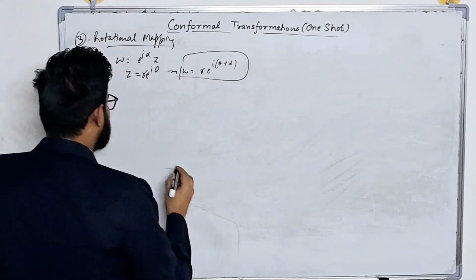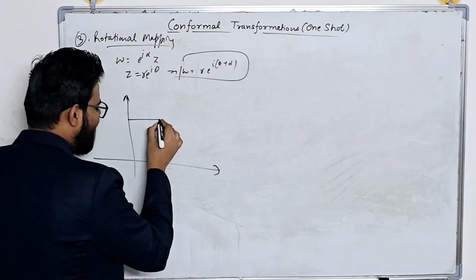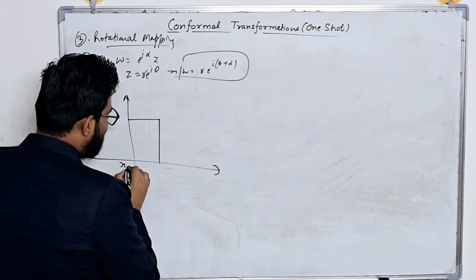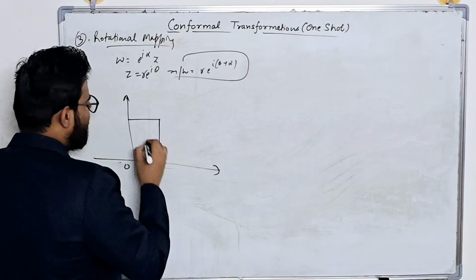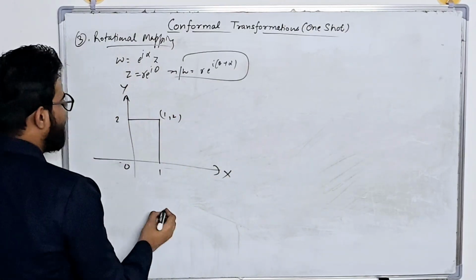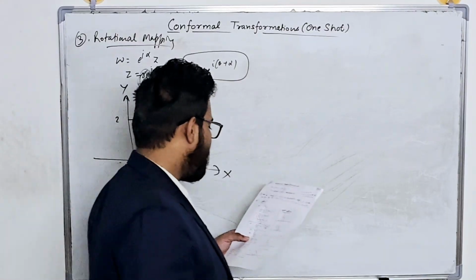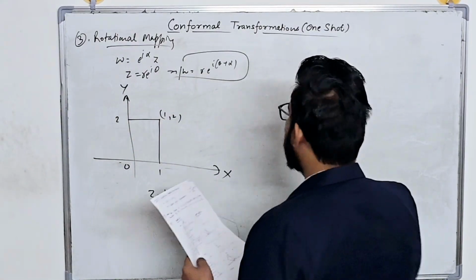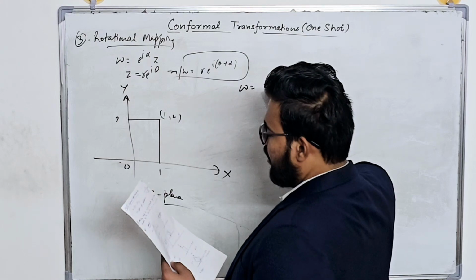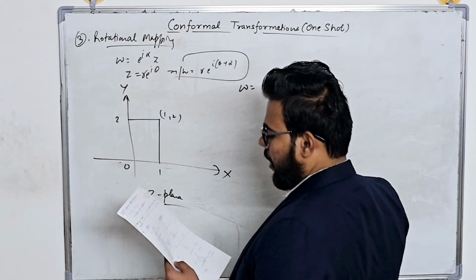So let's again use that question of the rectangle to understand this also. This is 0, this is 1, this is 2, and this is 1 comma 2, right? This is the x-axis, this is the y-axis, and this is the z-plane. Now suppose we are given a transformation in this as w equal to e raised to the power i into pi by 4 times z, right?